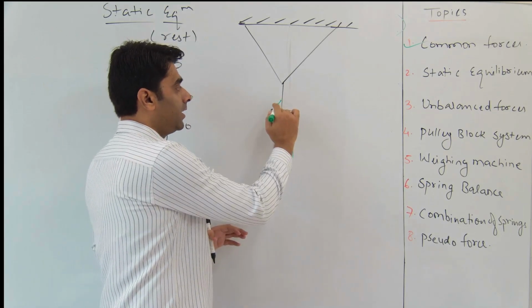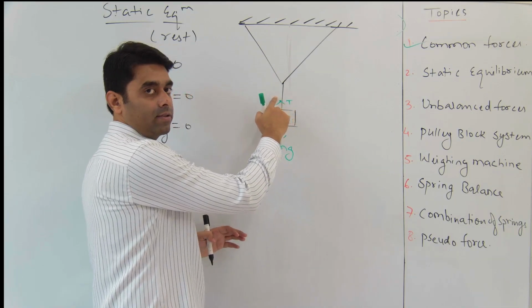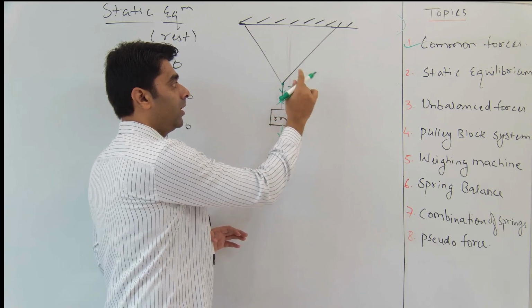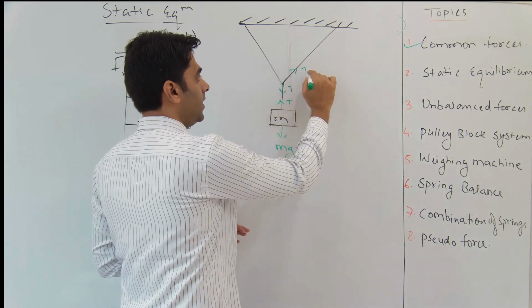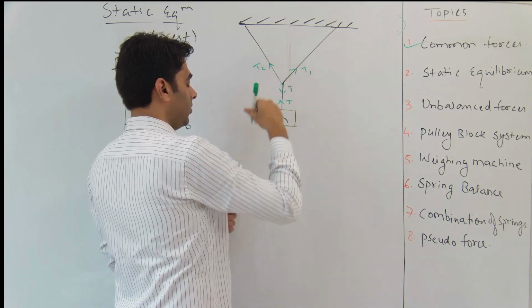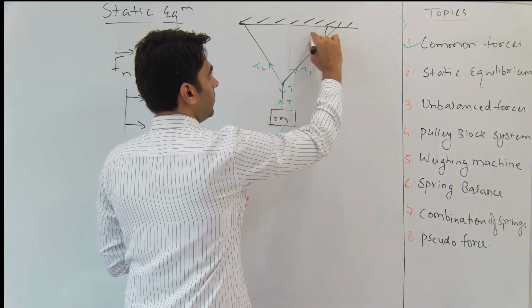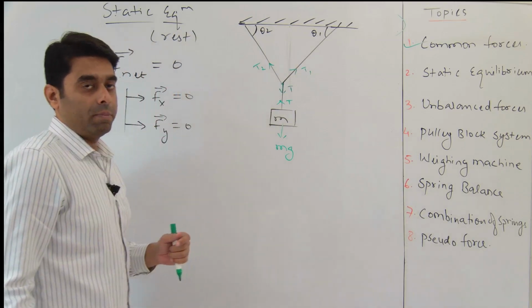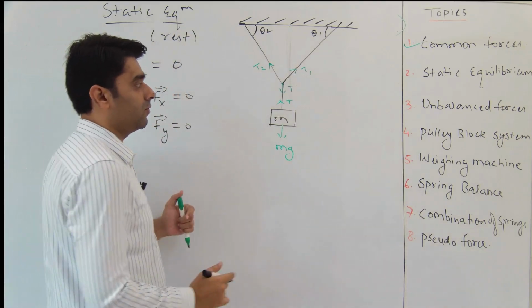Let's say the tension in this string I am terming as T. So at this joint, T will be downward. In this string the tension is T1. In this string the tension is T2. These strings make angles of theta1 and theta2 with the ceiling. Fine. Now we have to apply F net equals 0, first of all on the block.